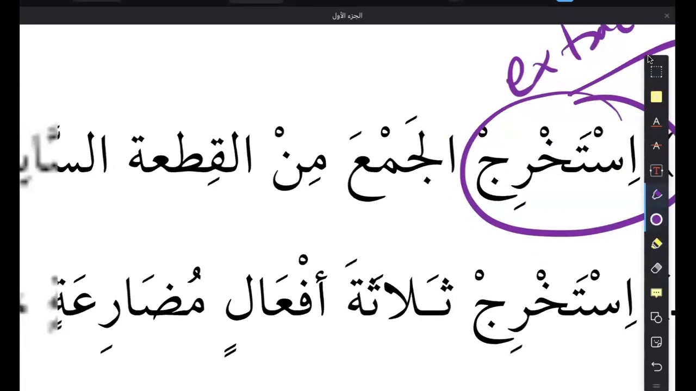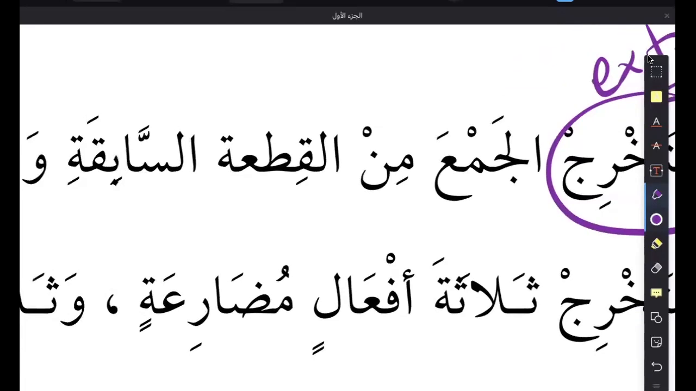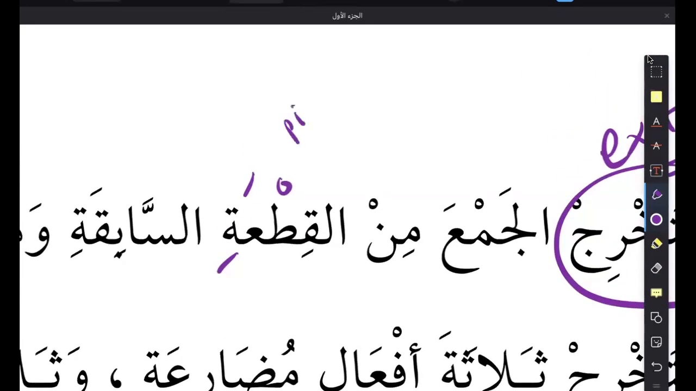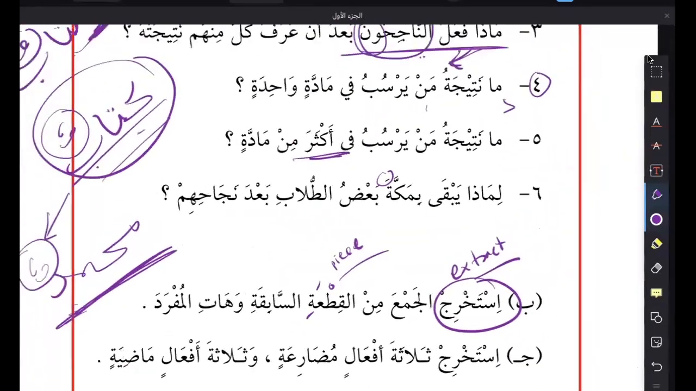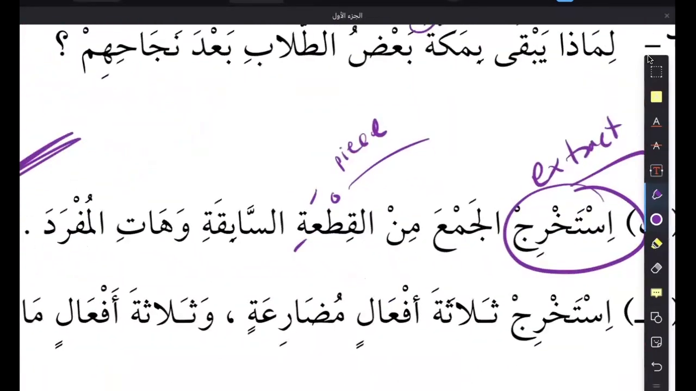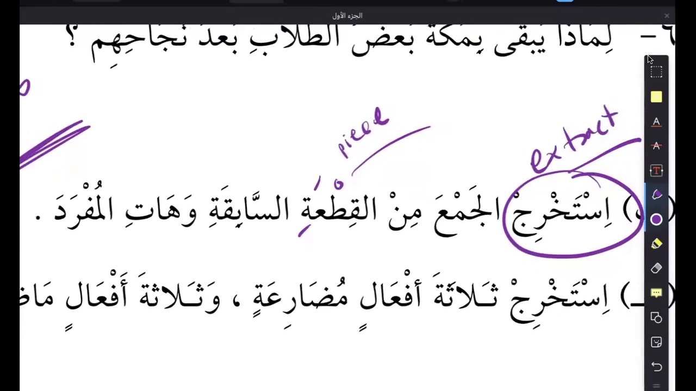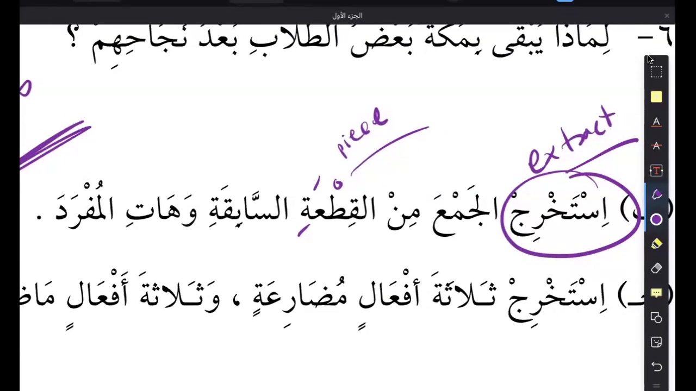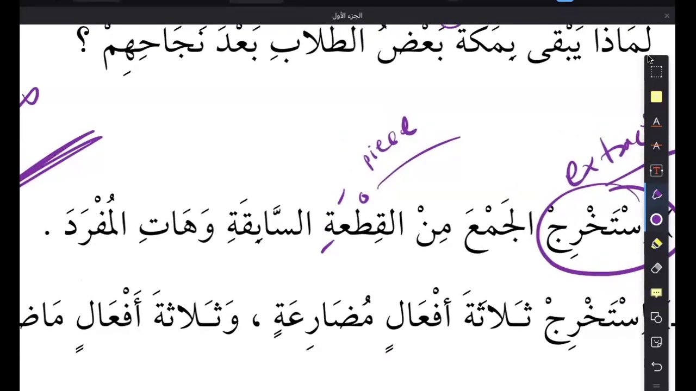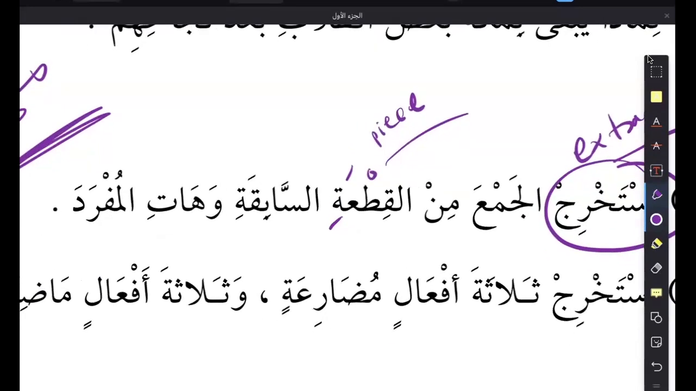Al-jam'a, which is the plural, min al-qit'a, qit'a is what? Piece. Piece means, he means the text that we have, which is same thing as nas. You can also say nas here, which is a text. So, take out plural from the piece, as-sabiqa, previous piece, previous text, wahati, and give al-mufrad, and give a singular.